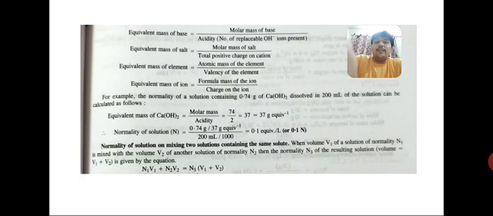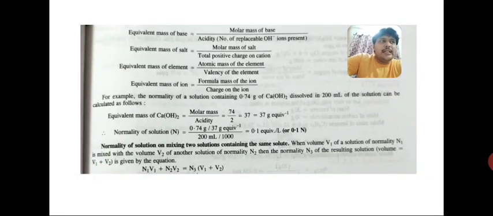For an element it is the atomic mass, for an acid it is the molar mass of acid, for a base again it is the molar mass of base, and for a salt the molar mass of salt. Okay, only the denominator is going to change. So now for the molar mass of base upon acidity. So what is the meaning of acidity? Acidity is here the number of replaceable OH minus ions present.